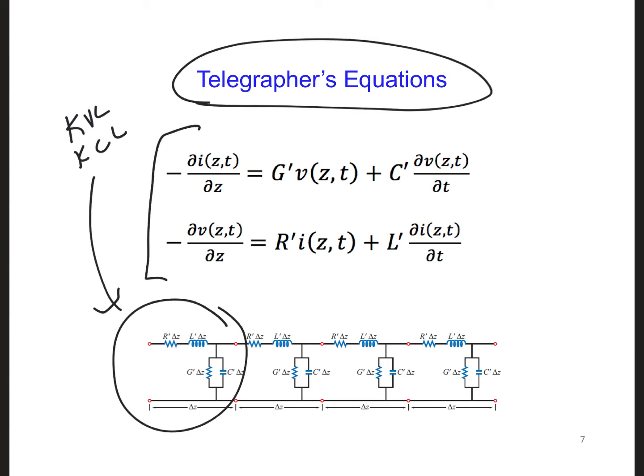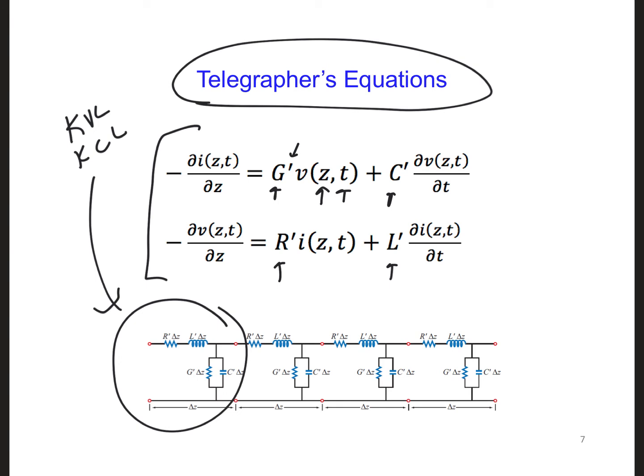In these equations, the distance along the transmission line is z, and time is t, and the transmission line is represented by its RLGC parameters, which you can see here: R, inductance, capacitance, and conductance, per unit length. That's what the apostrophe there means, per unit length.